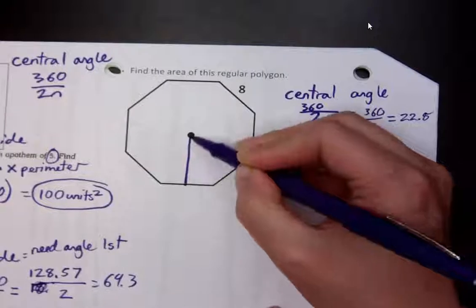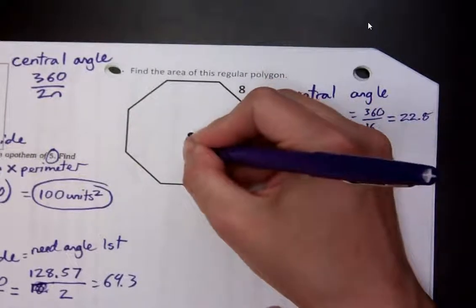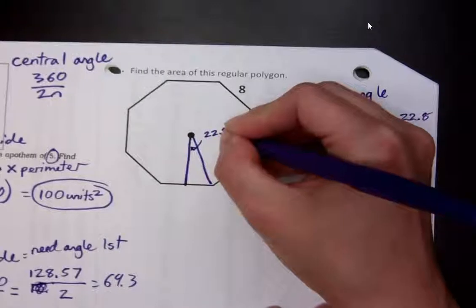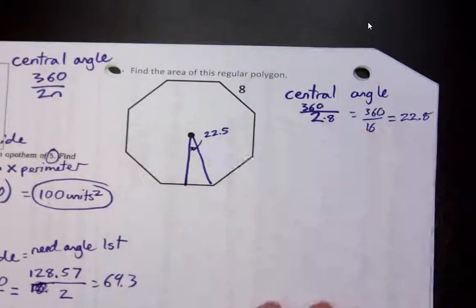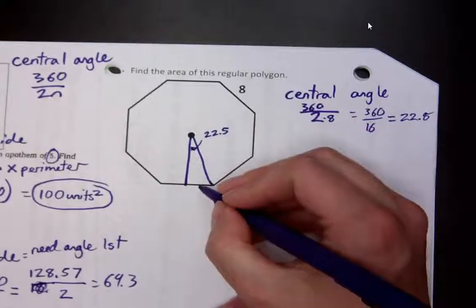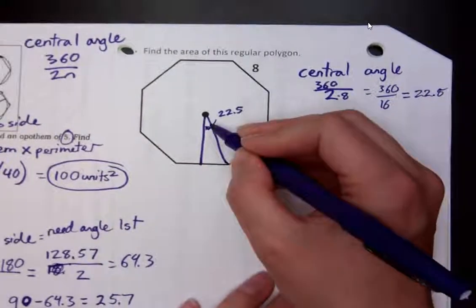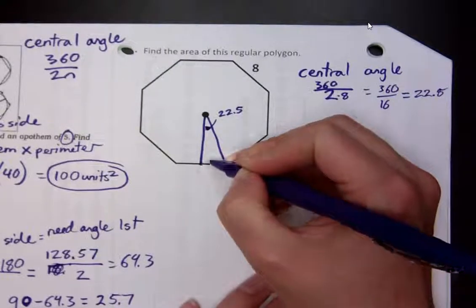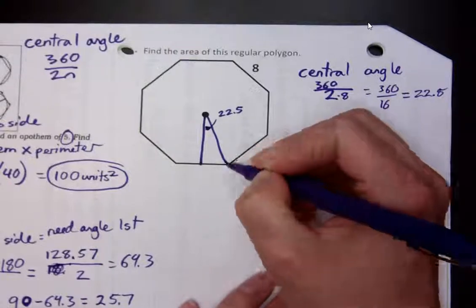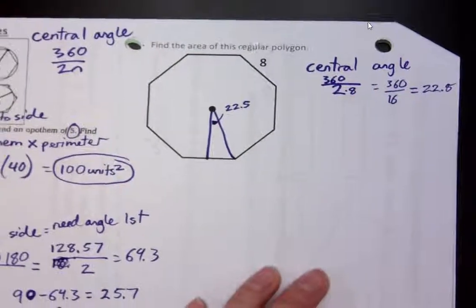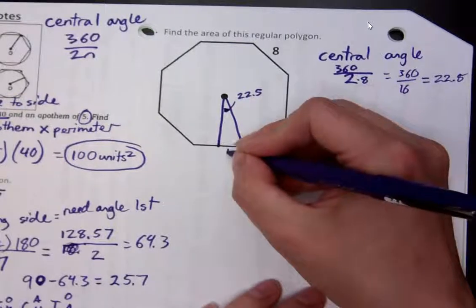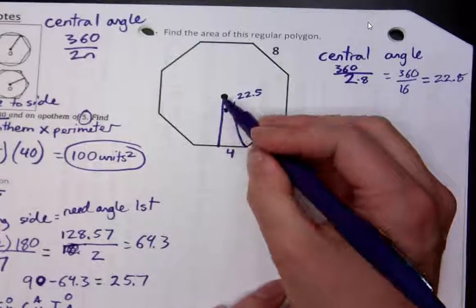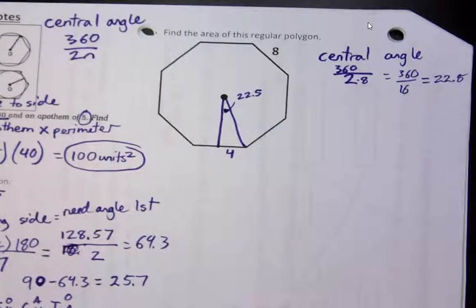Alright, so now I can draw my little triangle, label the inside angle as 22.5. What do I need to be able to find the area of this? The apothem. Yeah, I have the inside angle. I need the bottom side. So do I have enough information with this 8 here to find that bottom side? It's 4, because it's just half of the 8. And then I need the apothem, though. So how do I find the apothem?